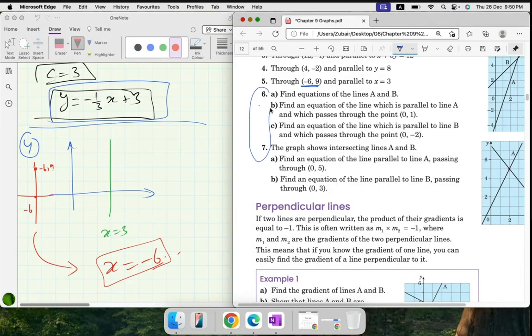Two questions in this exercise are left, and we skipped a few questions just to be sure.